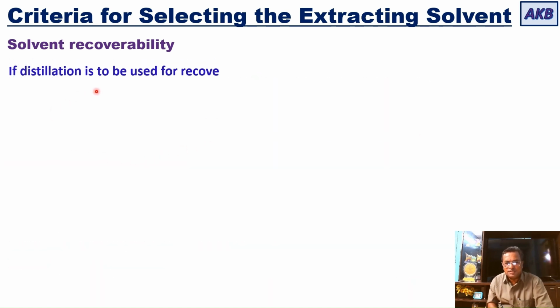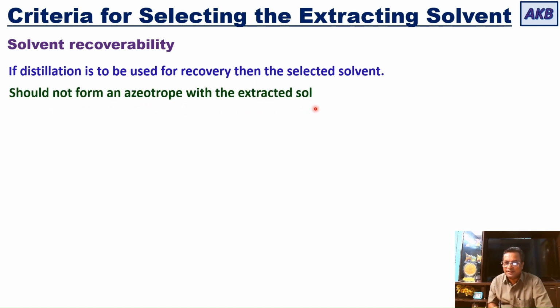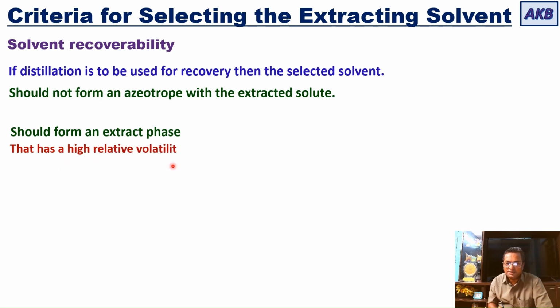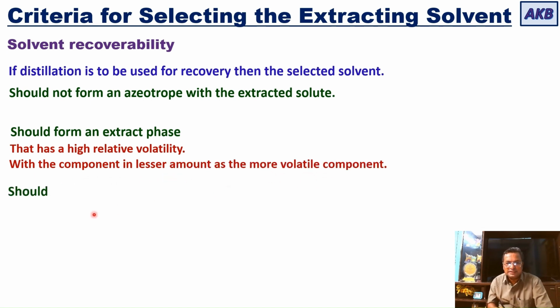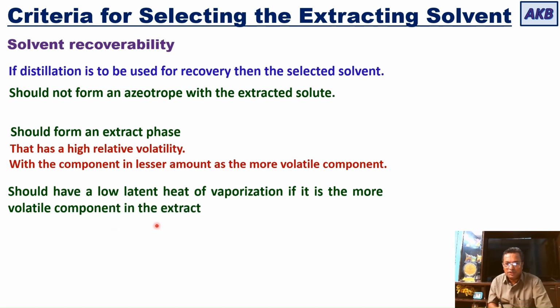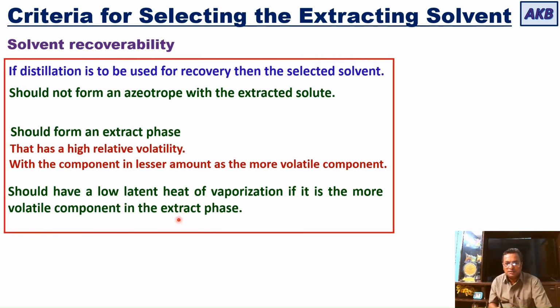So if distillation is to be used for the recovery, you need to consider these points. The selected solvent should not form an azeotrope with the extracted solute. It should form an extract phase that has a higher relative volatility, with the component in lesser amount as the more volatile component. If the solvent is the more volatile component in the extract phase, then it should have a low latent heat of vaporization. So, for solvent recoverability, if you are using distillation, you need to consider all these points while selecting the extracting solvent.